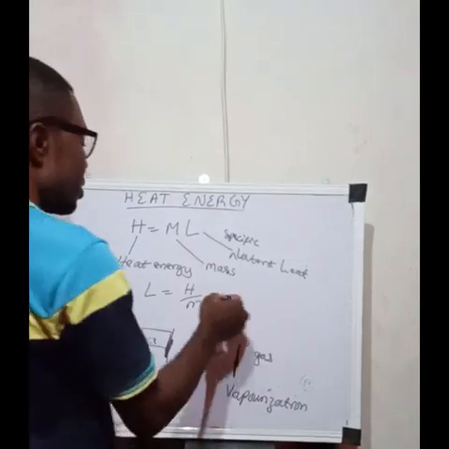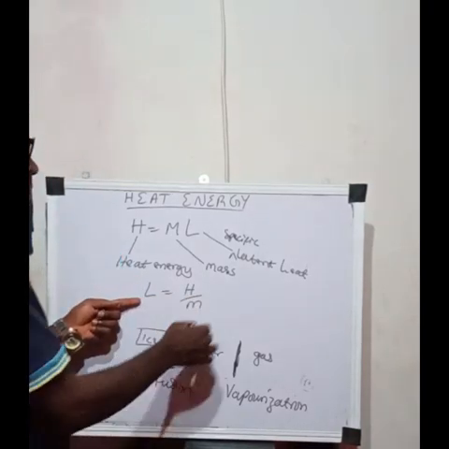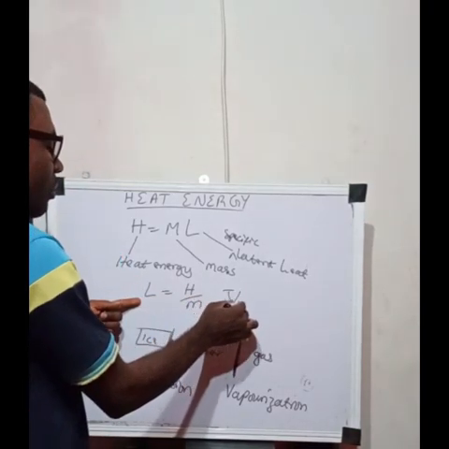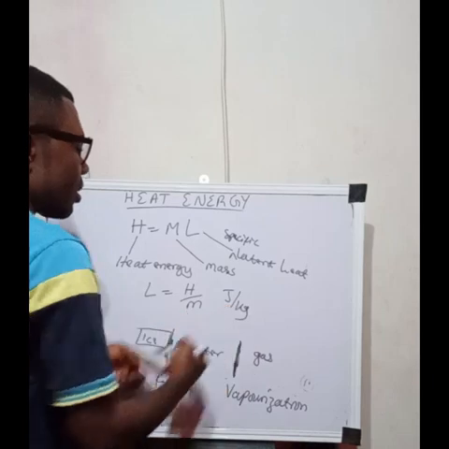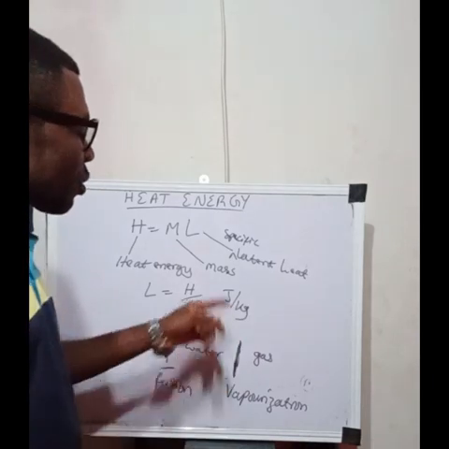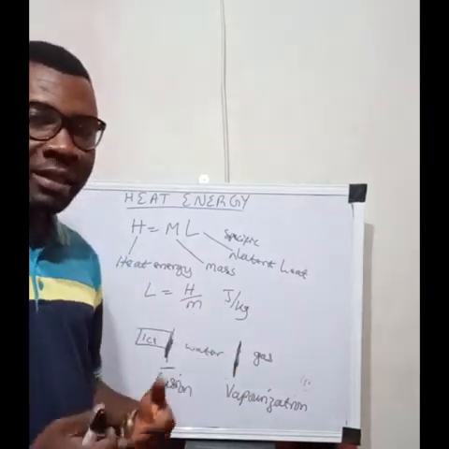And what is the unit of latent heat? The unit is joule per kilogram. Since the unit of heat energy is joule, the unit of mass is kilogram. So the unit of specific latent heat is joule per kilogram. So that is how it is.